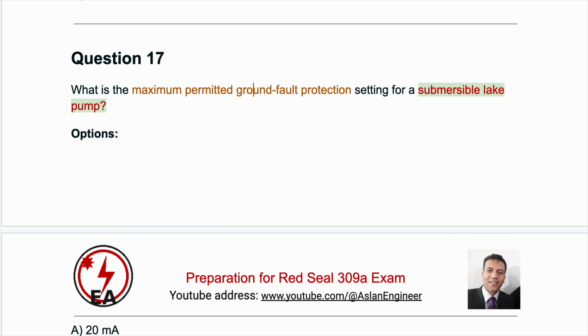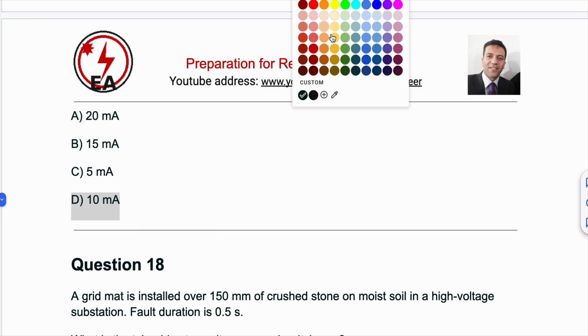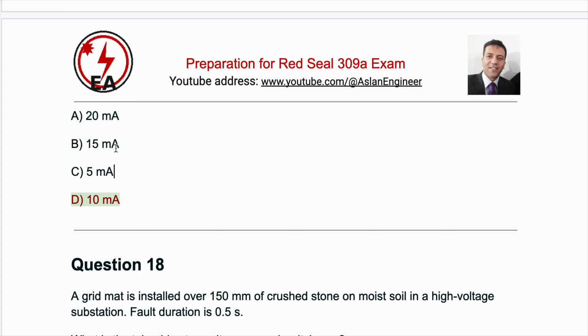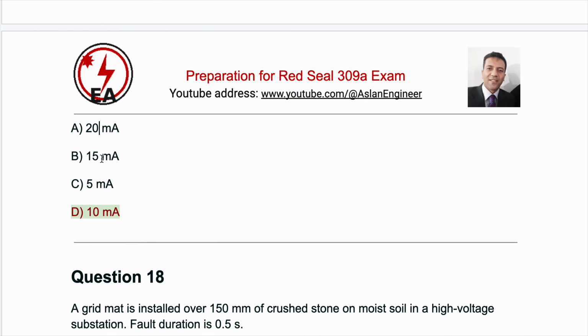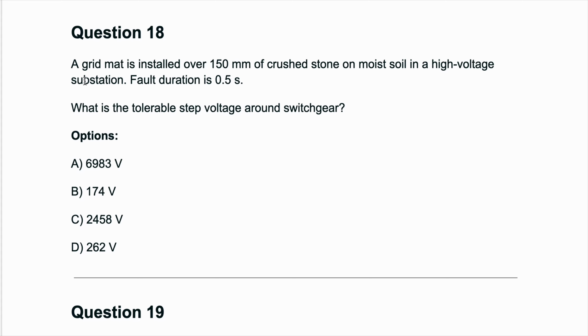Okay, let's go back to the question. And also we have this one for dwelling units, for ground fault circuit interrupters, GFCI circuit breakers for receptacles. This is between 4 milliamp to 6 milliamp. For some devices we have 20, for some 30 milliamps, different milliamps for ground fault protection.